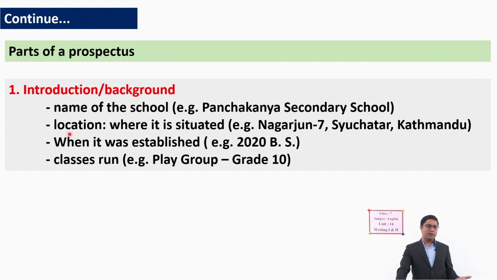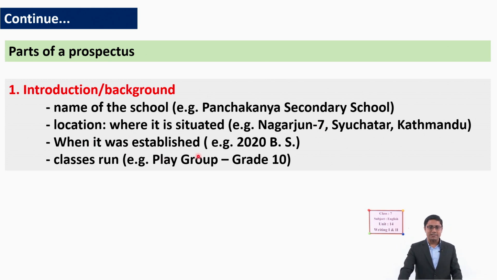Similarly, then you can talk about location, where it is situated, that means the address. For example, Nagarjun Municipality, Ward number 7, this means Nagarjun 7, Sivchatar, Kathmandu. The name of that Ward number 7 is Sivchatar, Kathmandu, you can write. Or any other, for example, Kathmandu Metropolitan City 13 Kalimati, Kathmandu, or it can be Nilkantha Municipality, Ward number 7, Dhading. So, wherever your school is located, you will be writing that.